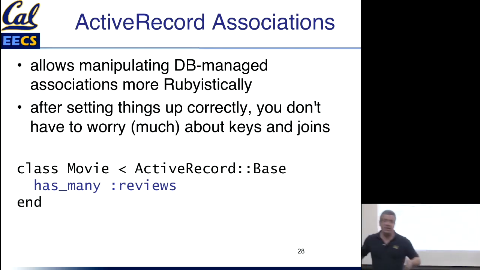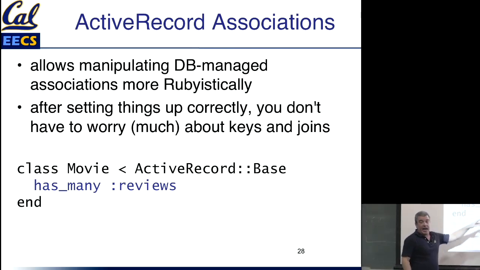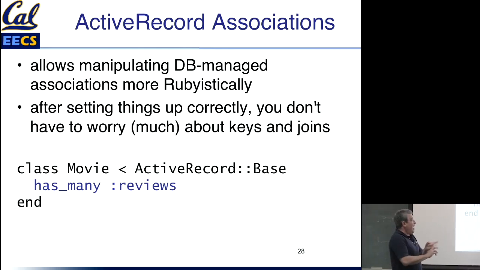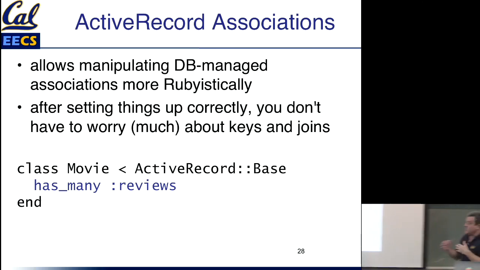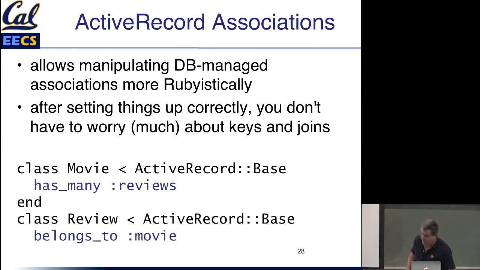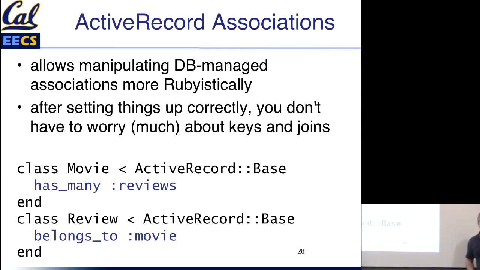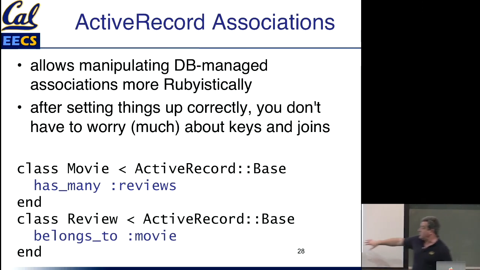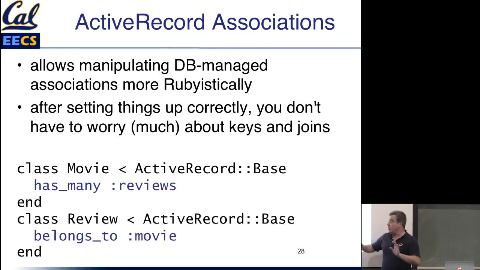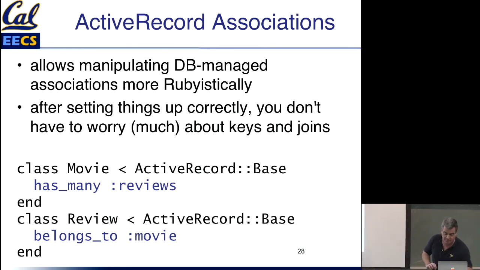Well, you're not really done, because this assumes that you have a reviews table, and that in that reviews table there is a foreign key called movie_id. So this mechanism is set up so that if you've set up your tables correctly, along the lines of the question we just did, then you get some really nice syntax for talking about movies having many reviews. And by the way, in the other class, the Review class, I can also say the review belongs to a movie. And this doesn't change the tables in any way. It's the exact same setup, but I'll show you why both sides of this are useful.